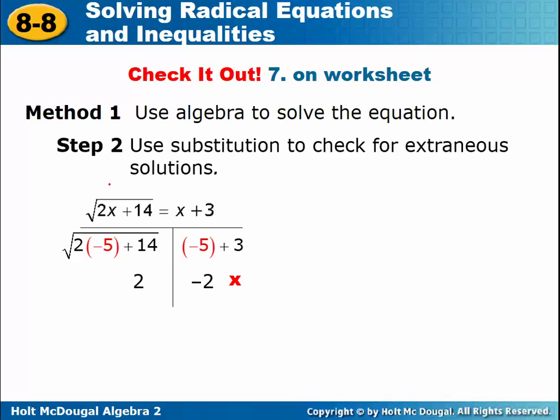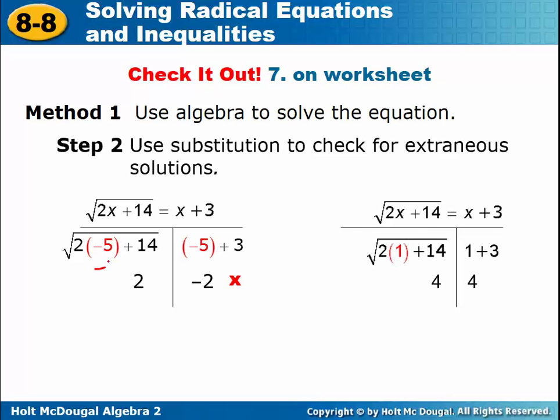When we used x equals negative 5, we got 2 times negative 5 is negative 10, which would be the square root of 4, which is 2. On the other side, we got negative 5 plus 3 is negative 2. This is not a solution. Negative 5 does not work because we got 2 equals negative 2, which is not true.